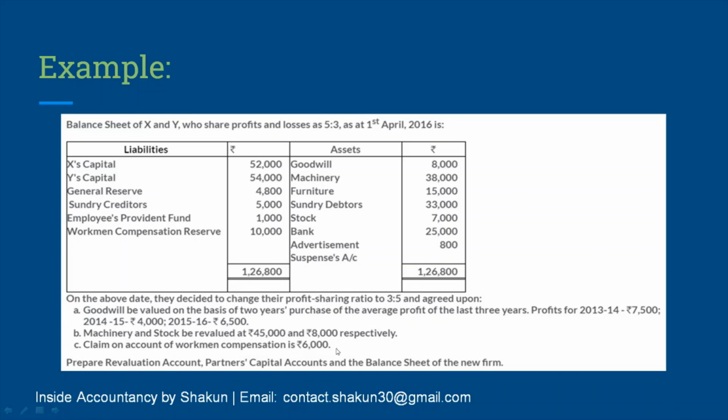So before we start attempting, you need to look at the balance sheet and identify the various reserves, the workman compensation reserve or accumulated losses. So in this question, if we look at the balance sheet, we can see general reserve, we can see workman compensation reserve and advertisement suspense account. So any accumulated profits or reserves, they have to be properly accounted for. They must be written off in their old ratio.